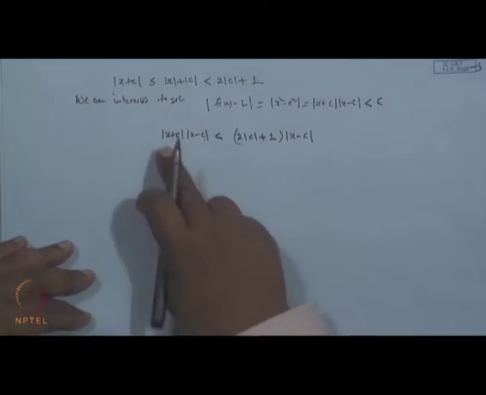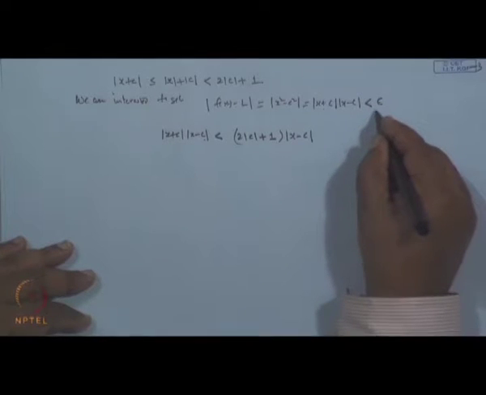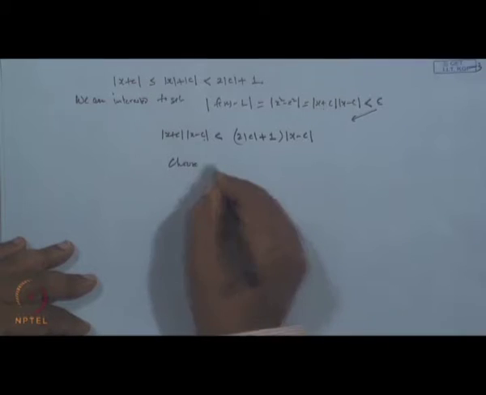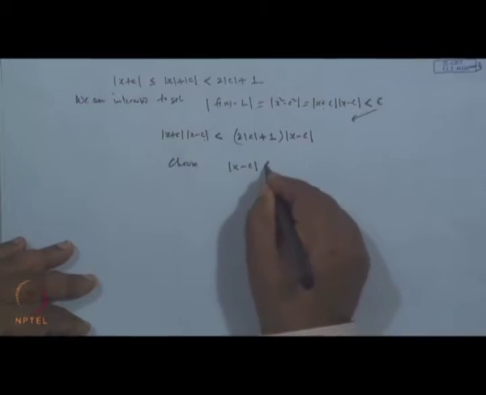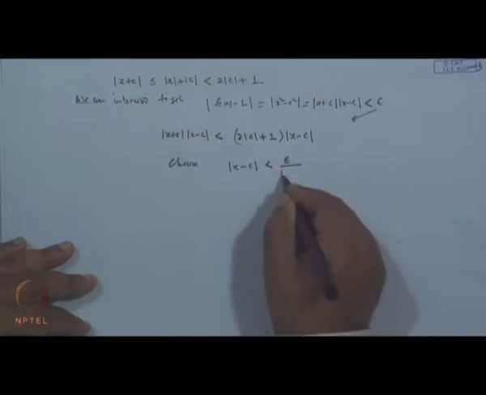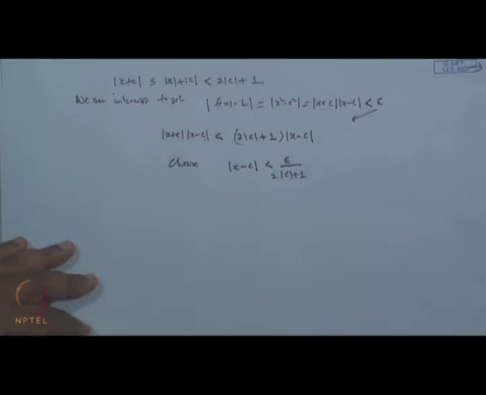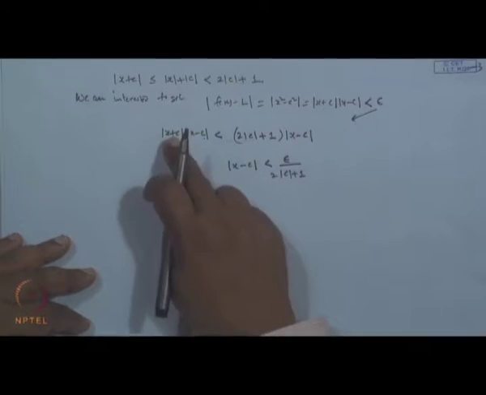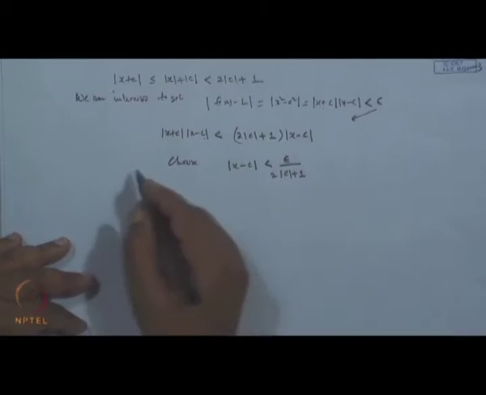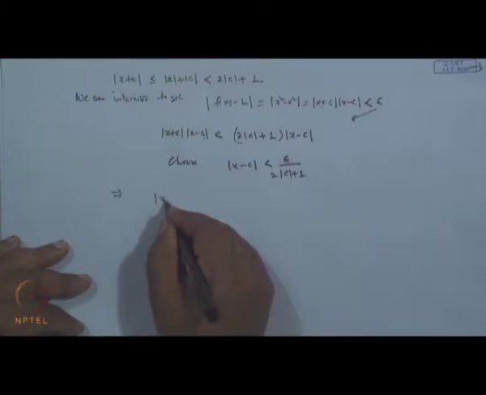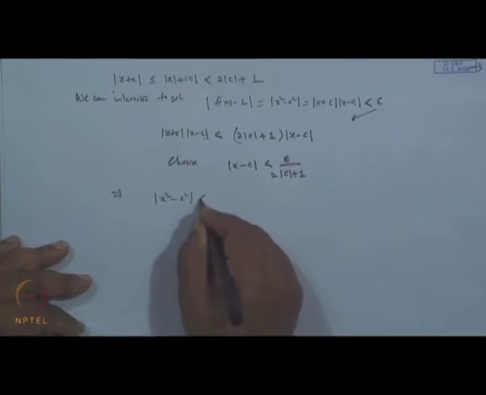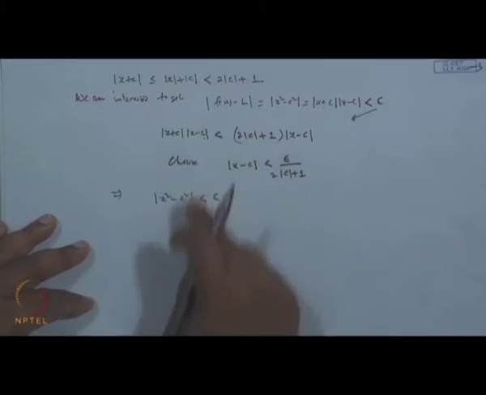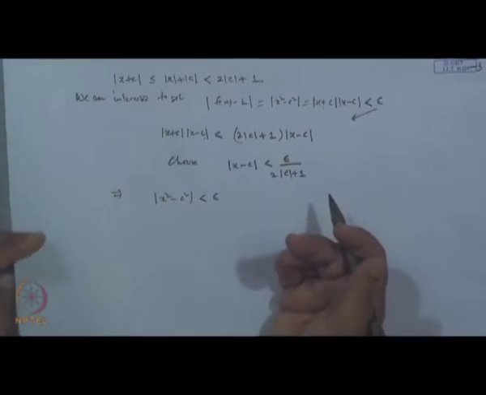Now, this entire thing we wanted to be less than epsilon. So, if I choose mod x minus c to be less than epsilon over 2 times (mod c plus 1) and then use this bound here, then what we get is this element less than epsilon. It means this will imply that mod of x square minus c square will remain less than epsilon. Is it right? So, that is f(x) minus L is less than epsilon, but what should be the delta?